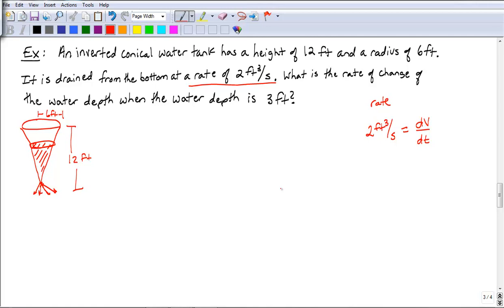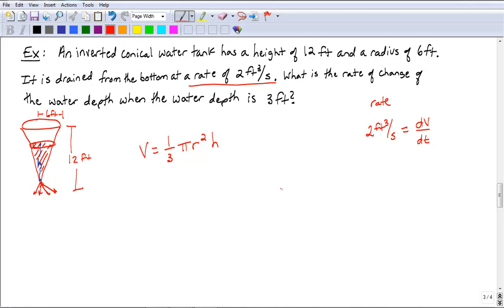And the water depth here is going to be measured as the height h, because that's how deep it is. It's however tall this bit of water is. So I'm going to use h to represent water depth, and the volume of a cone, just like before, is 1/3 pi r squared h. It's the exact same formula we used in the last problem. And in the last problem, they said that the radius was always 3 times the height.